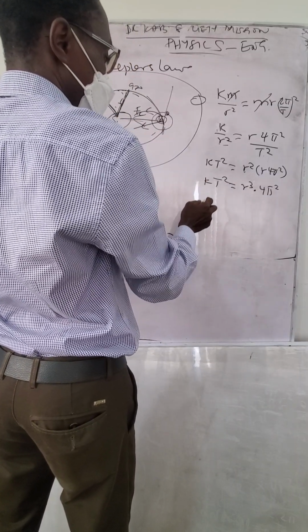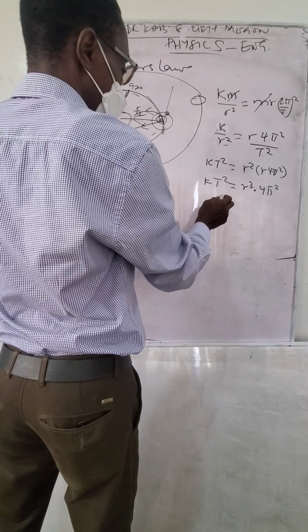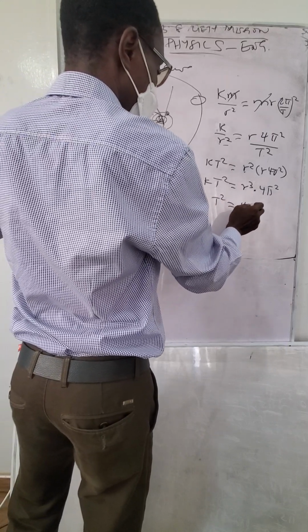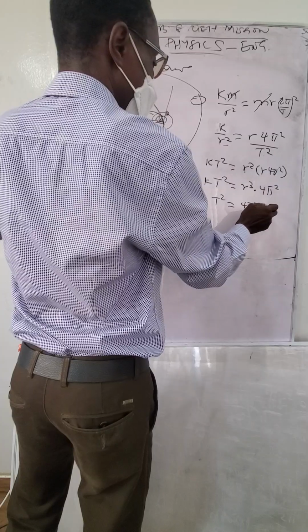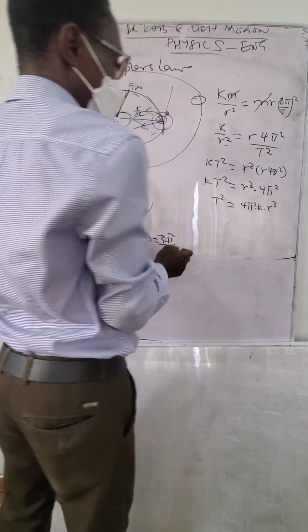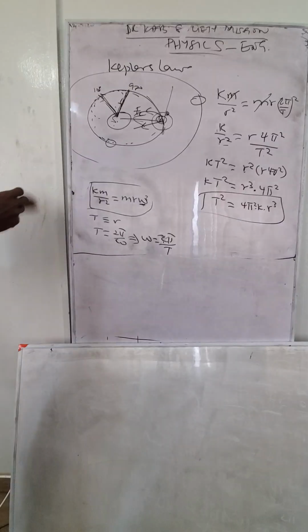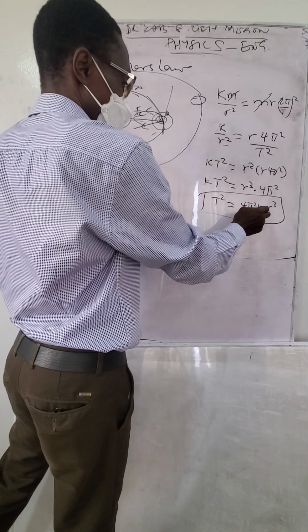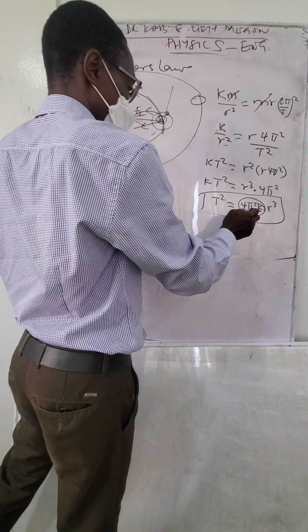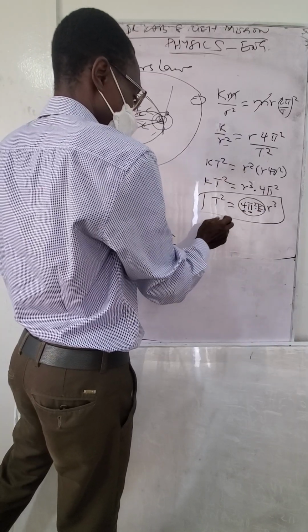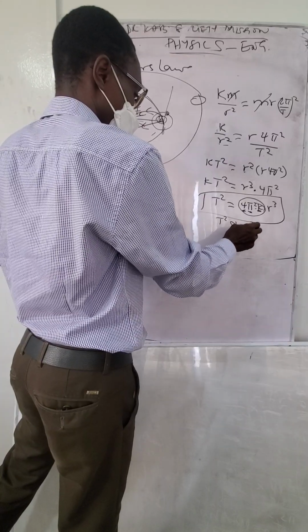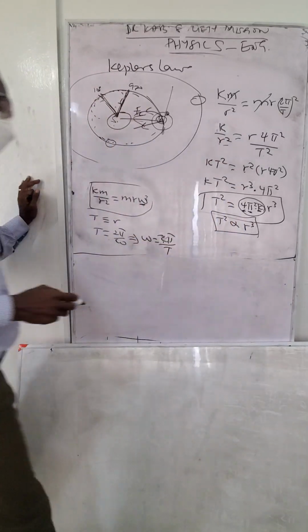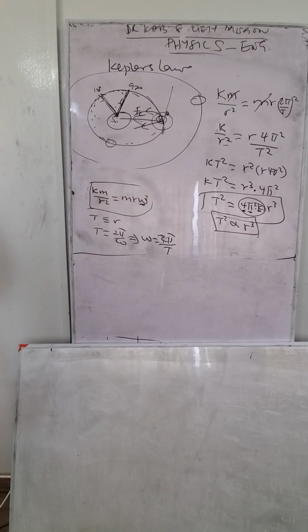Okay, right. Now let's arrange properly and see. We have T squared is equal to 4 pi squared over K, R cubed. Now what do you notice from this equation? Now this is a constant, this is a constant, this is a constant. So this whole thing is a constant. Therefore, you can see that T squared is proportional to R cubed. This is it. This is what Kepler came out with. Right, so that is what we have now.